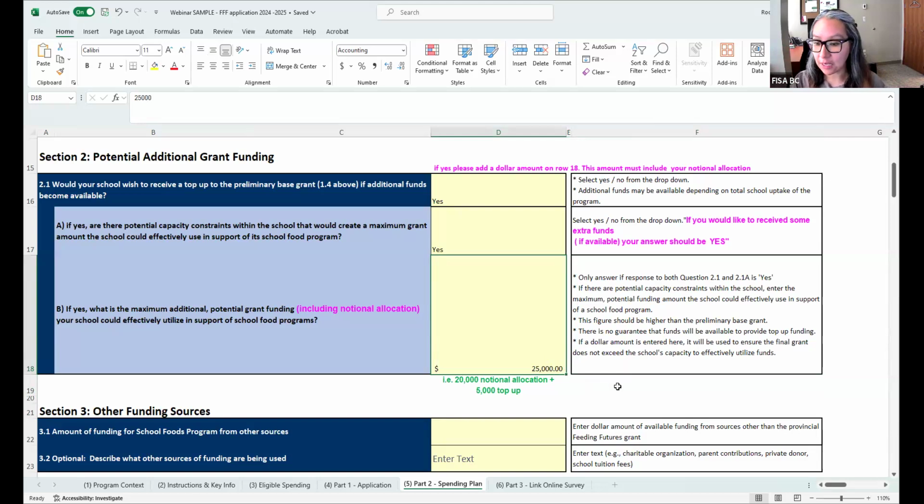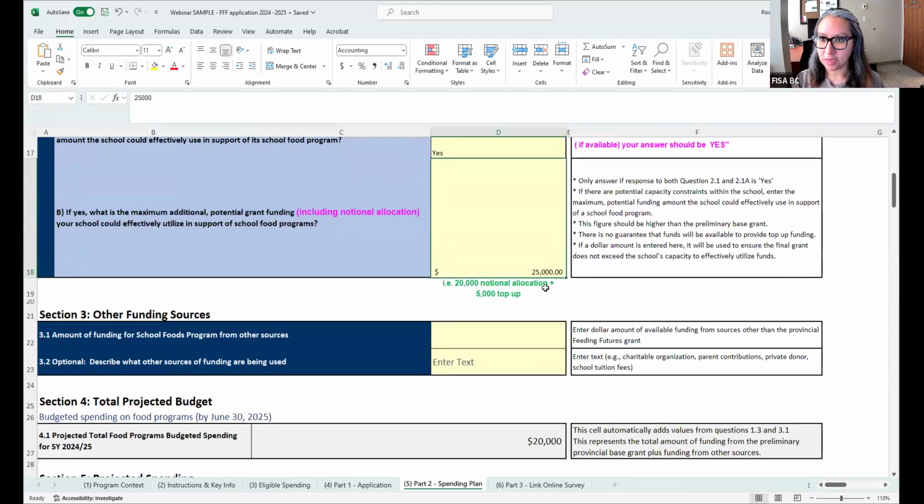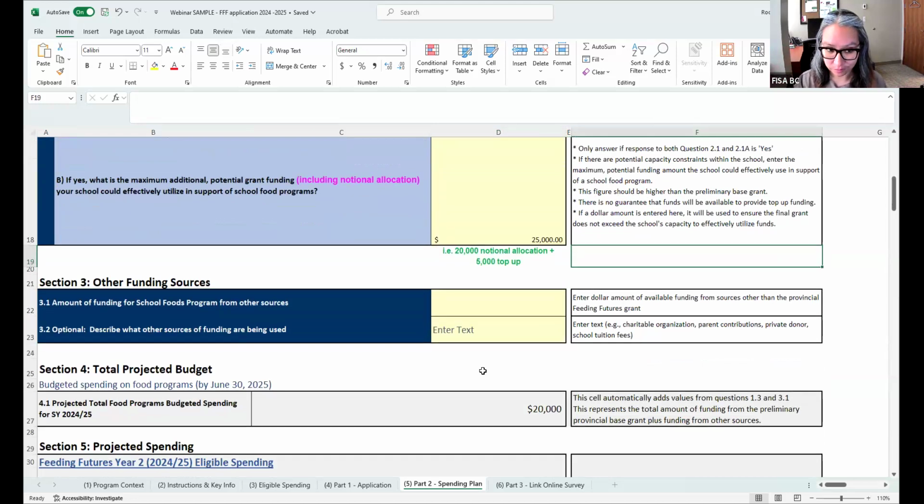I don't know if anybody has any questions. If I don't see anything in the chat, I will continue. I don't see anybody writing anything, so okay, I will keep moving to line 22.